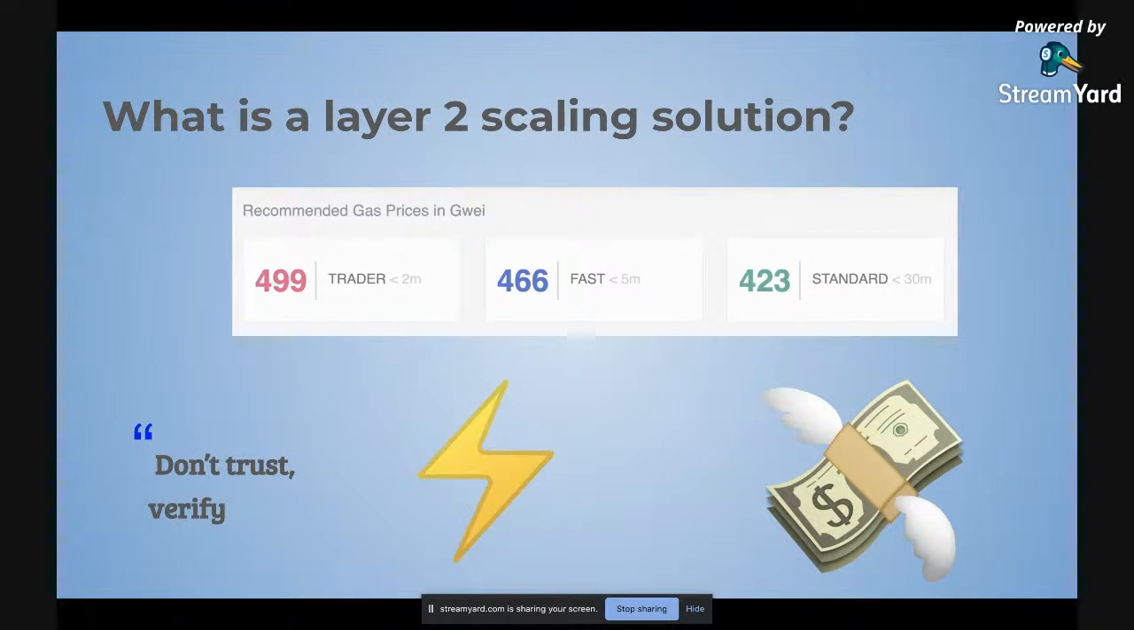So firstly, what is a layer 2 scaling solution? It solves the issue that, I mean, you've seen the current gas prices recently. I saw they were up at around 600, which is absolutely nuts. A layer 2 scaling solution brings the cost down quite substantially, and it is also much faster. It allows for much faster transaction throughput per second, etc. But naturally, it comes with varying trade-offs. Most of the time you don't get the full security associated with the main chain.